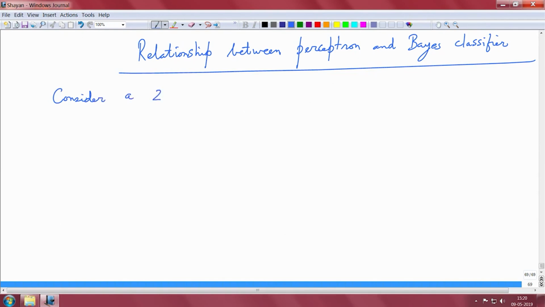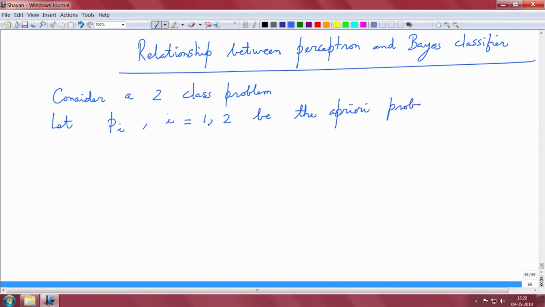For this we will have to set up a 2 class problem. Consider a 2 class problem. Let P of i, i equals 1, 2, be the a priori probability, that is, you have some information as to what is the probability that a certain data point belongs to class 1 or class 2. You have the a priori probability.